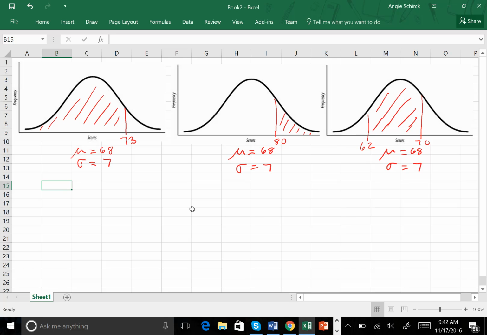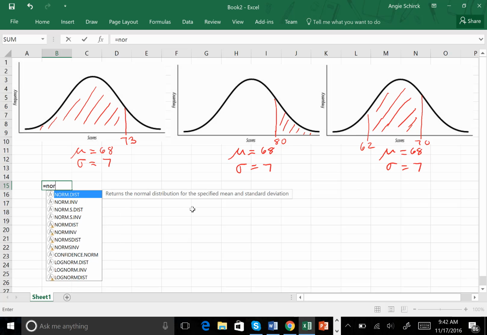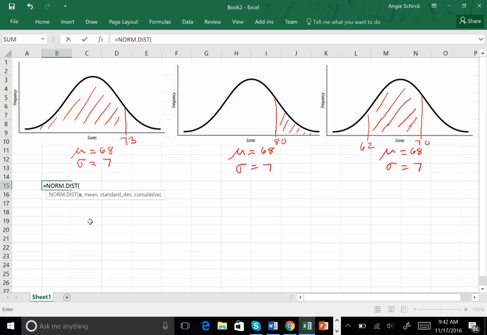So in the first situation, when we want to find the area to the left of 73, we can start by typing equal norm. And we see that norm.dist comes up, so that's what we want. And then you can see it tells us what it's asking for. It wants a value of x, it wants a mean, it wants a standard deviation, and it has this question about cumulative. So x, of course, would be our data value that we want to find the area to the left of, so we'll type in that. The mean we have here of 68 for this particular one. The standard deviation we said was 7.